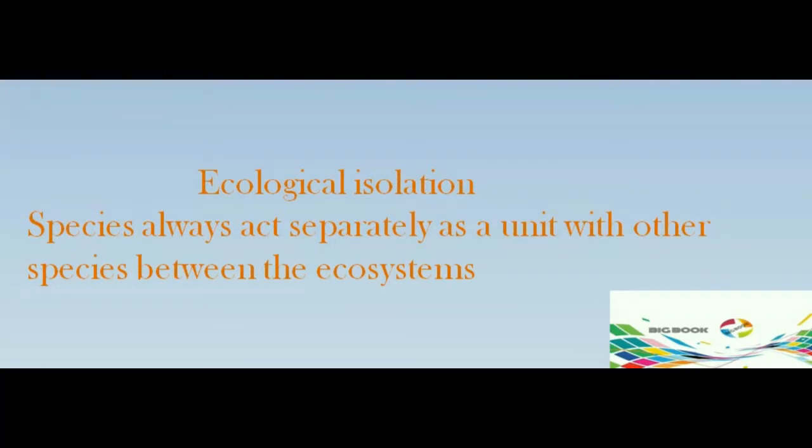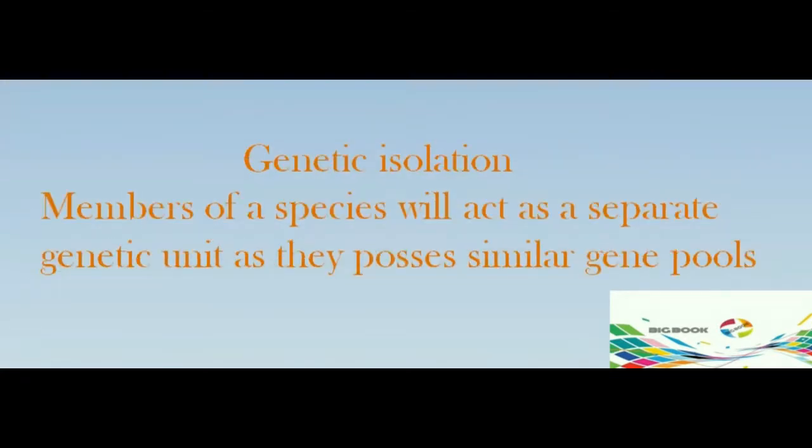Species always act separately as a unit with other species between the ecosystems. You already know that in an ecosystem, due to the food chain, the species live and reproduce to form a population, that is the natural population, where they reproduce by interbreeding. With the help of that interbreeding, the natural population forms. So here that interbreeding has caused a particular ecological isolation, which has led to separate species.